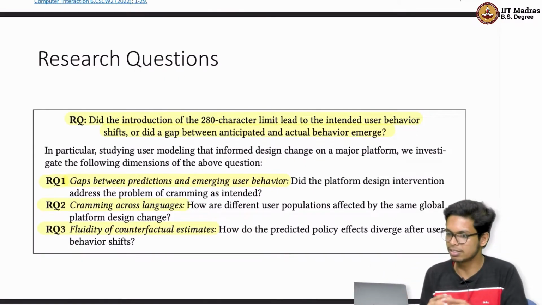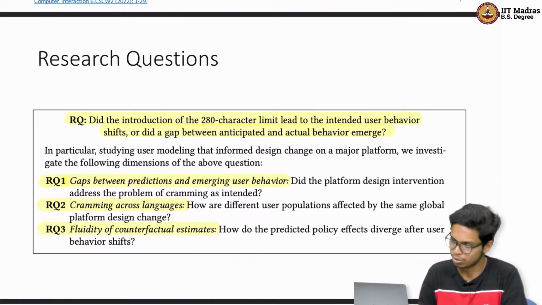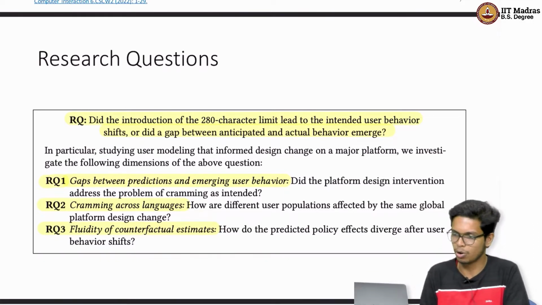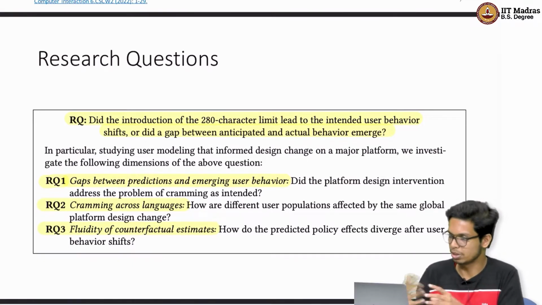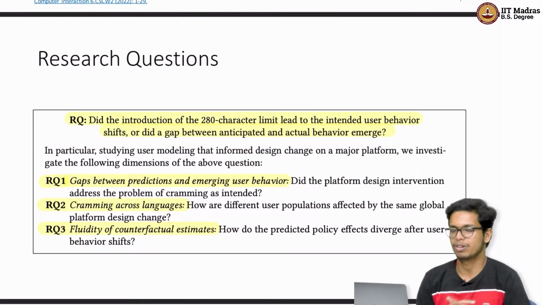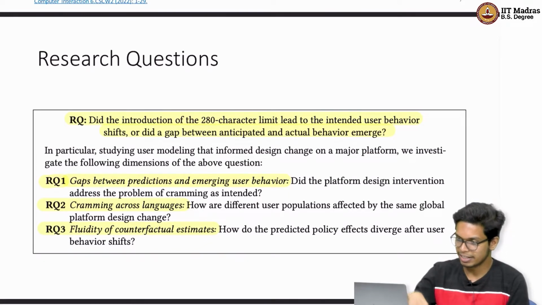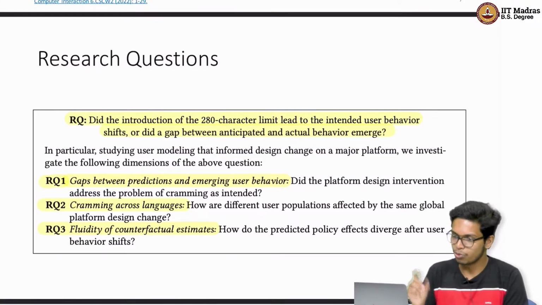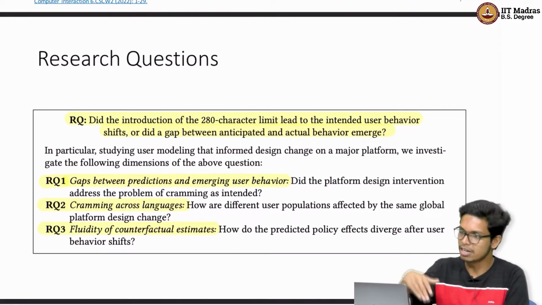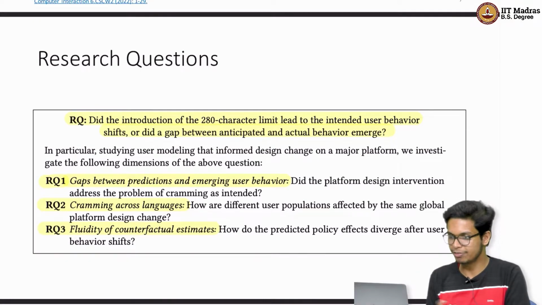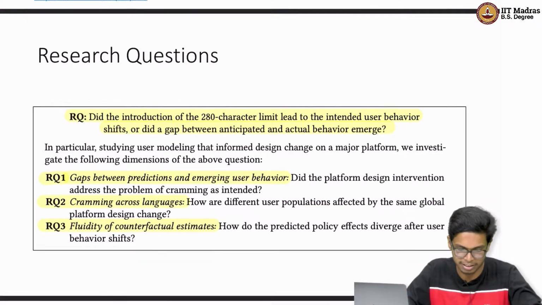The research question 2 is concerning how does it affect different languages. So almost all of us tweet in English, but there are a lot of people who tweet in their native languages, right? European language, Indian languages, Hindi, Urdu, Tamil, Telugu and so on. The third question is more of a research platform estimate design question, where they want to see if the questions asked by the Twitter researchers hold up pretty well even right now. Fluidity of counterfactual estimates, right? So there were some estimates or predictions made by the Twitter researchers based on which they expanded the character limit to 140 to 280, and they want to test in RQ3 if that even makes sense, right? We'll come to all of these in a minute.